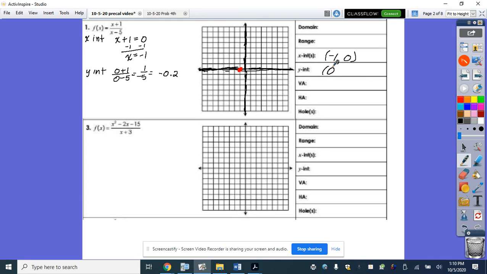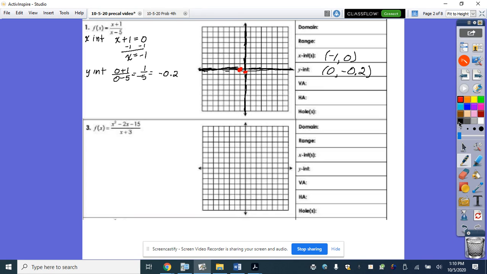So I'm going to have 0, comma, -0.2 as my y-intercept. So on my graph, on my y-axis, I'm going to go to -0.2, which is going to be really difficult to see. So I'm going to say it's right in there somewhere.